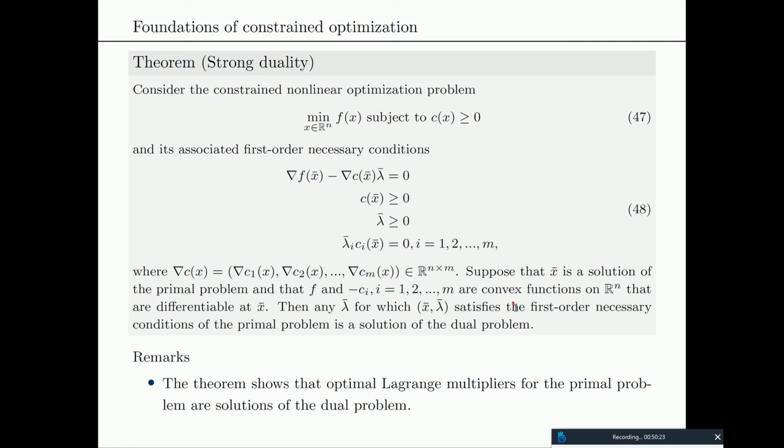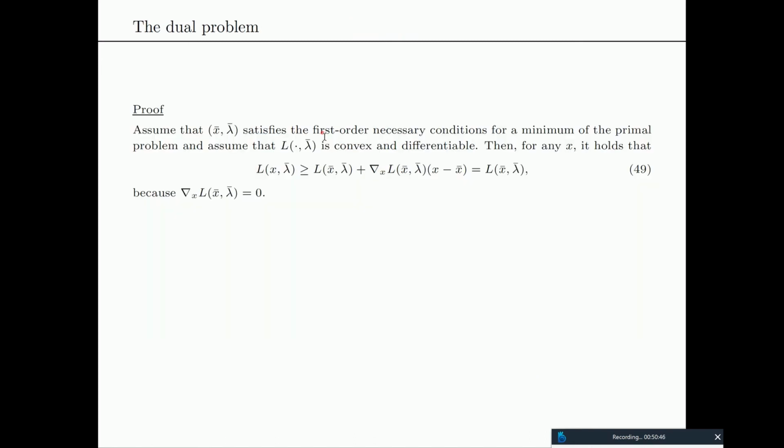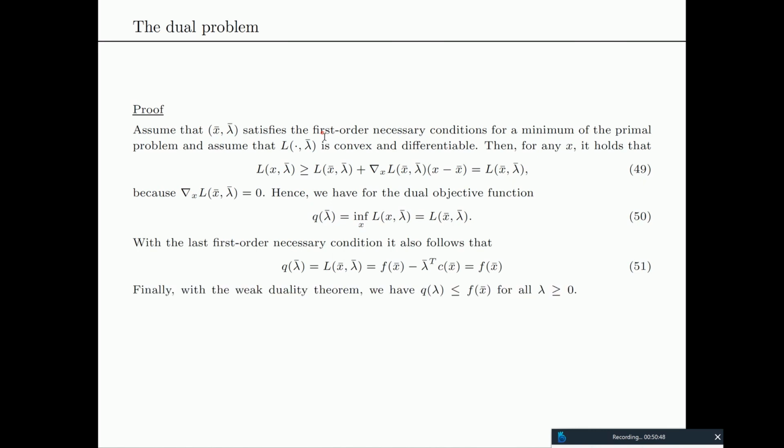In a simple case, if we're doing something like quadratic programming, then strong duality also holds, which implies that a solution of the dual problem is actually a solution, or can be used as a solution, for the primal problem. The strong and weak duality I have shown here.